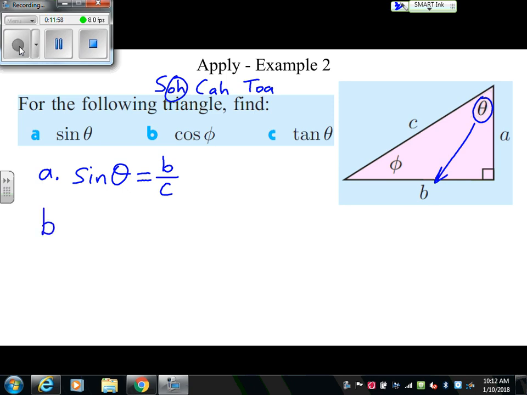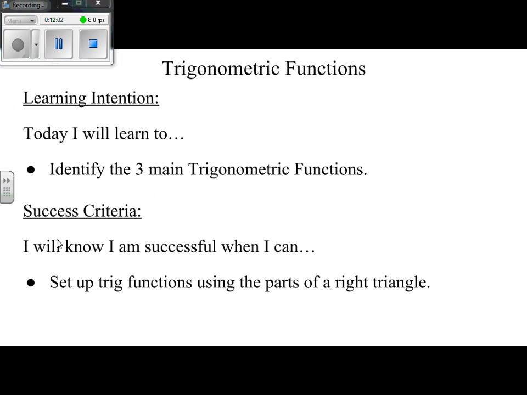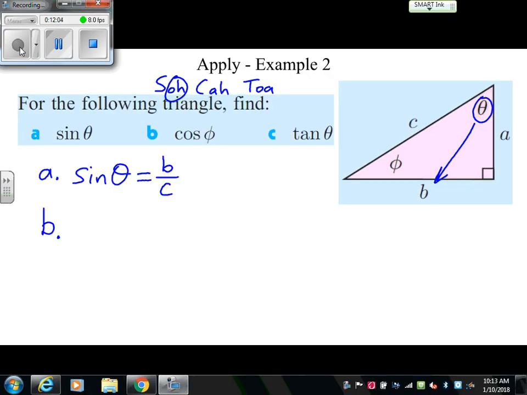Moving on to part B. Here we are looking for the cosine of phi. So I'm going to erase my theta circled, and we're going to go to phi. I'll circle it here in red. And for this one, again, we're looking for the cosine. And so for the cosine of phi, I need the adjacent over hypotenuse.